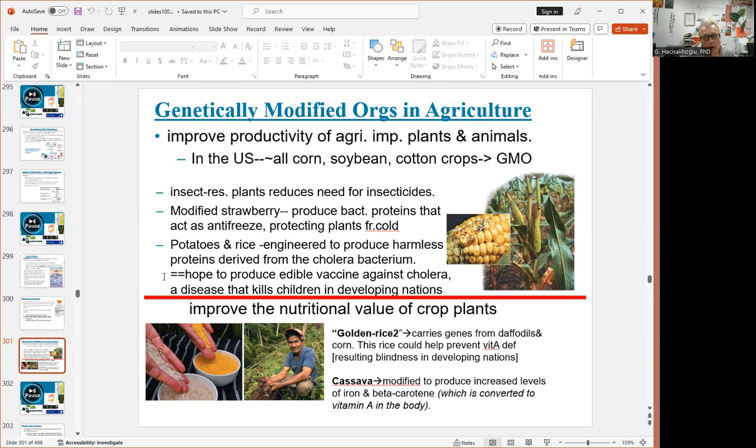Also in rice, for example, a good example is golden rice, which carries a gene that increases its vitamin A levels. Vitamin A deficiency can cause blindness in children, and by eating golden rice, it can decrease this happening. Cassava is now produced with higher iron and beta carotene levels, or vitamin A.